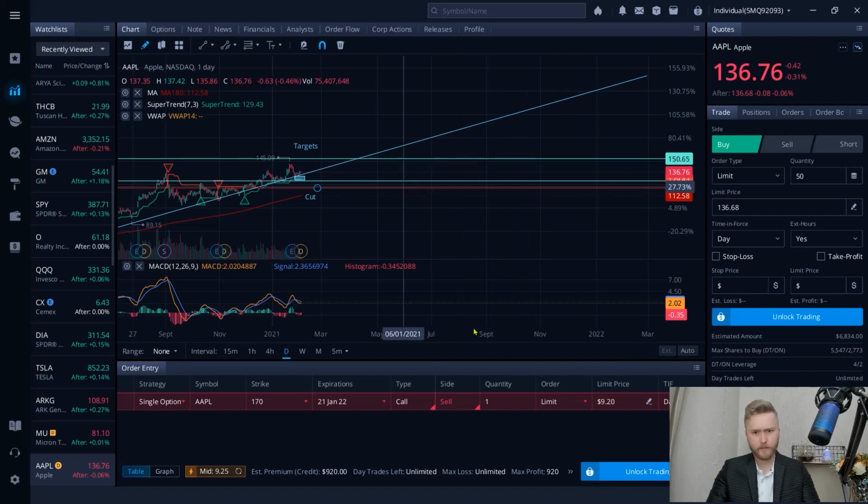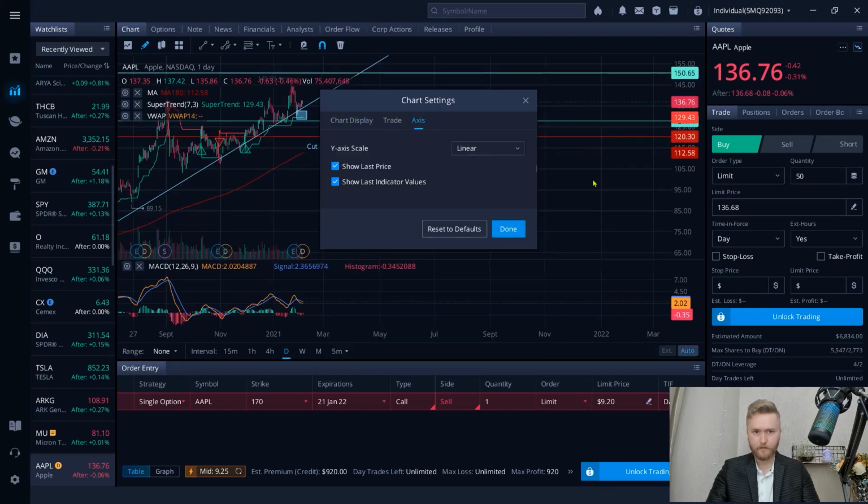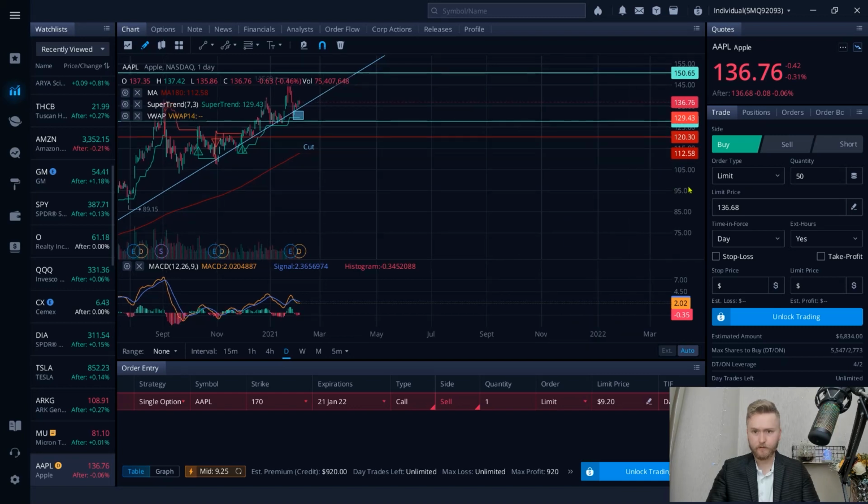But anyway, so we drag this out. Let's just get a basic idea, very basic. This is 2021. So it would put ups and like, yep. So let's go ahead and switch the chart settings back. I like to do this. So go to axis, go to linear, done, okie dokie.